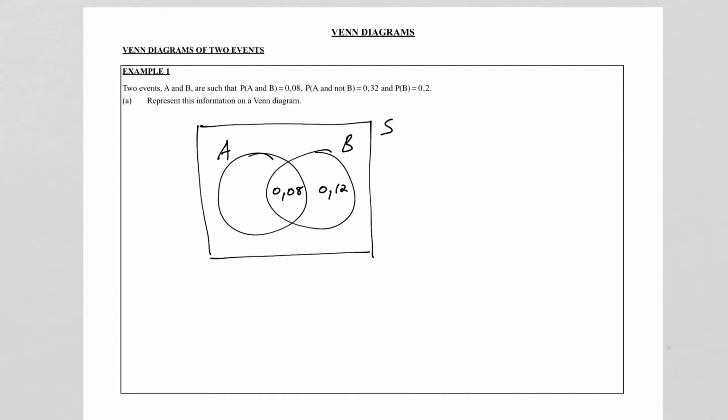They didn't say anything about outside, so we still need to find that, but that we can do once we know this one. Now, of course, this one must have something to do with this given one. And this one says the probability of A and not B is 0.32. So where will we find this part in the Venn diagram? Which part in this Venn diagram will represent the probability of A and not B?